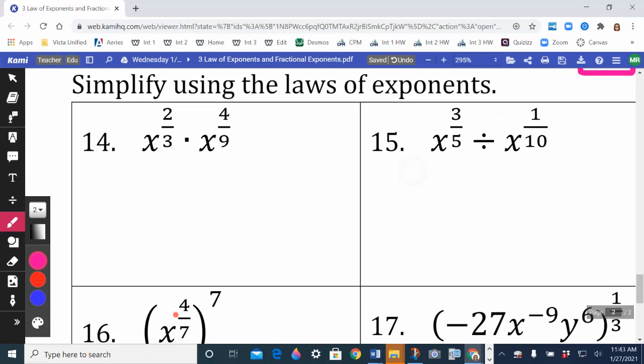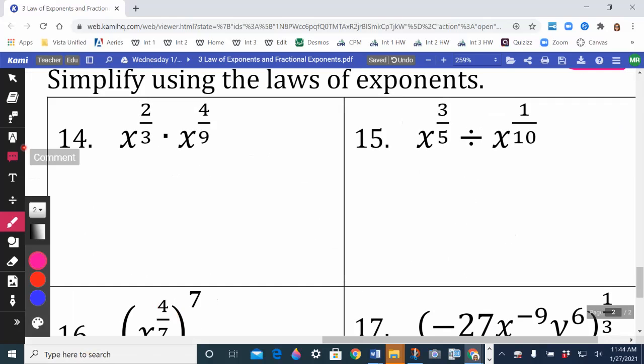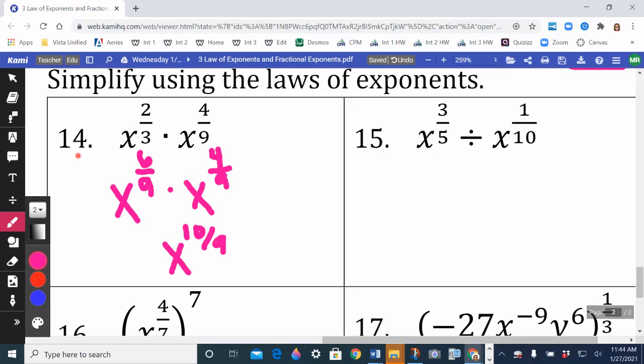Okay, so here we're going to be using laws of exponents and we're going to be simplifying them. Since these are the same base, I'm going to add my exponents. Let me first get a common denominator. So this is going to be x to the 6/9; I'm multiplying top and bottom of that by 3. And now I'm going to add my exponents. So this is going to be x to the 10/9, and that's going to be my answer.